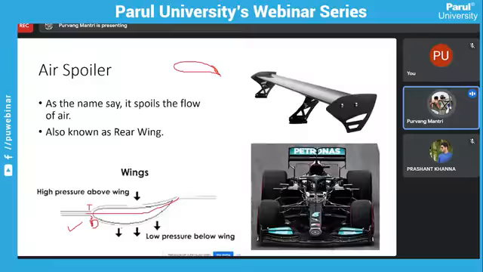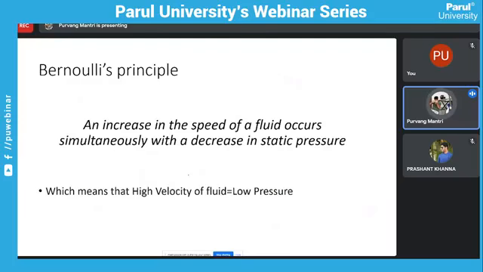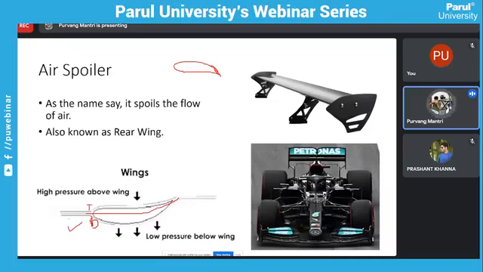As we learned in Bernoulli's principle, high velocity air has low pressure. Similarly here, the velocity of the air is going to be higher on the bottom of the wing, so there's going to be a low pressure region below the wing. The velocity of the air on the top of the wing is going to be lesser than the bottom, and therefore there will be a high pressure region on the top of the wing. So it will generate a downforce, which is negative lift, and it will help generate negative lift on the rear wheels.